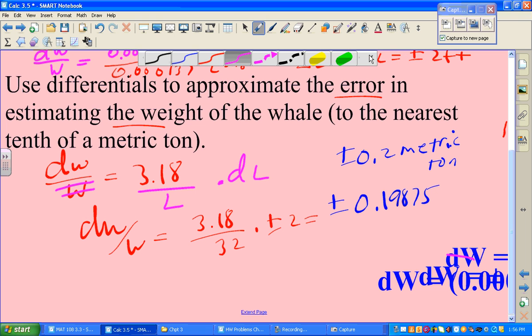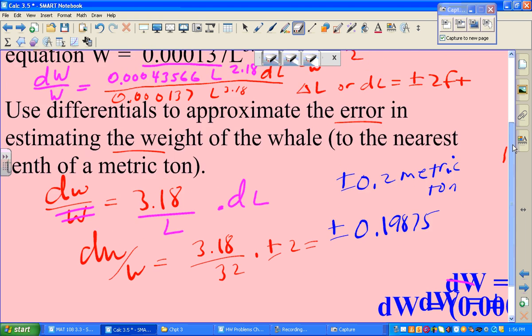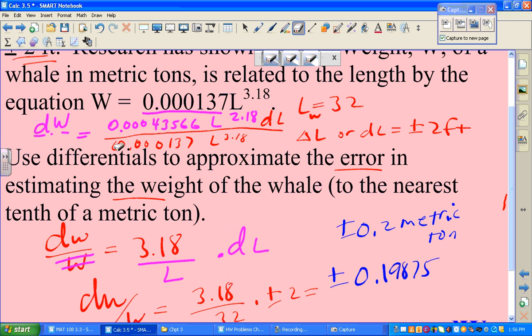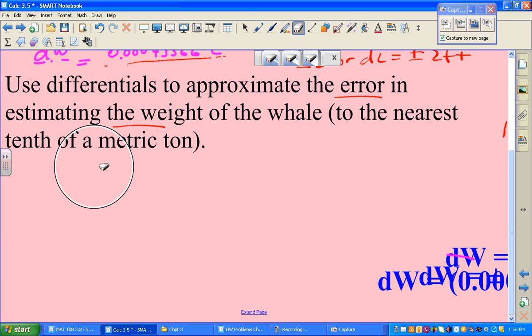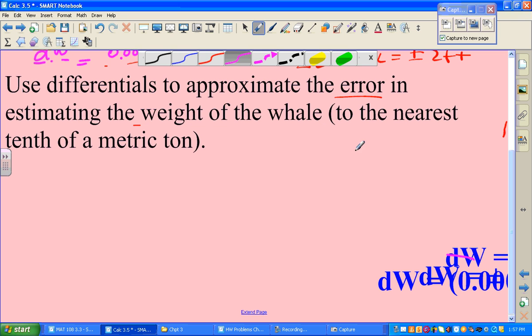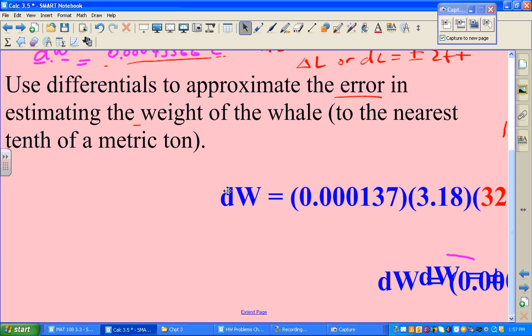Oh, I know what. I got the wrong equation from Chase. Bad. It's okay. So we don't have a dW over W, it's just dW. Yeah, it's just dW.